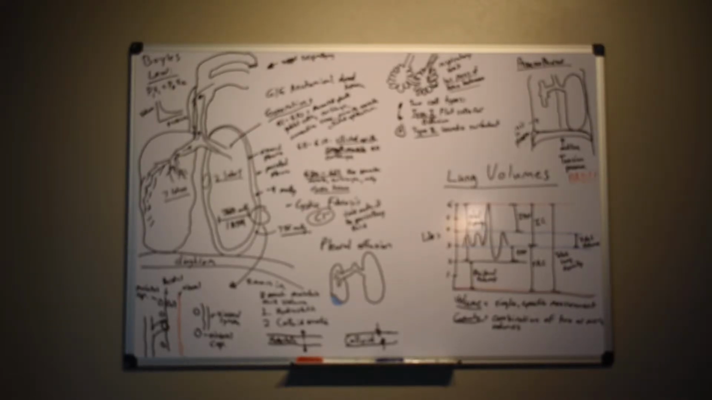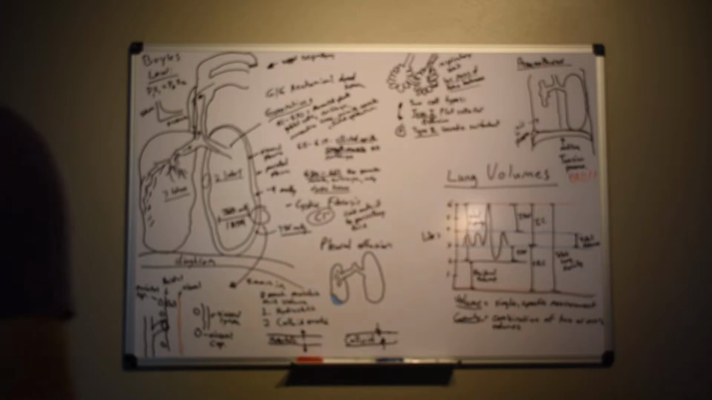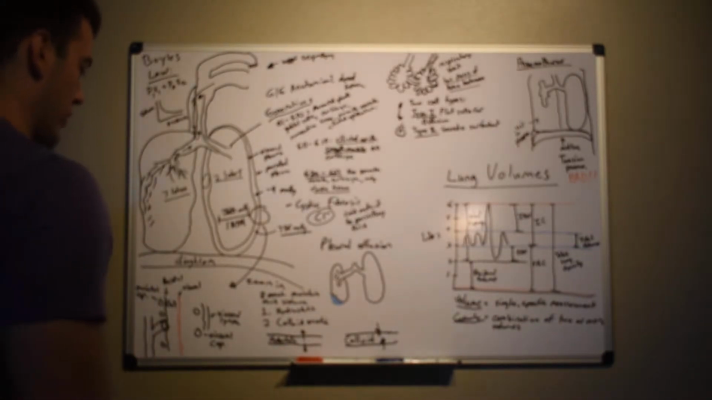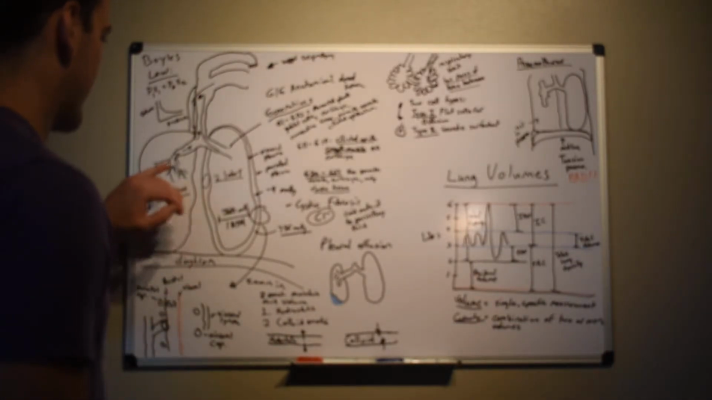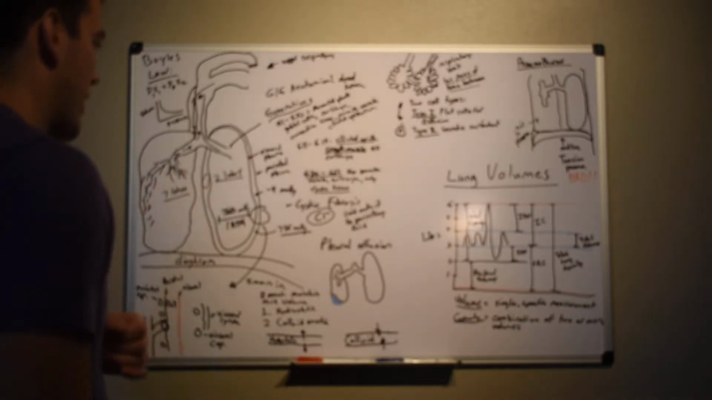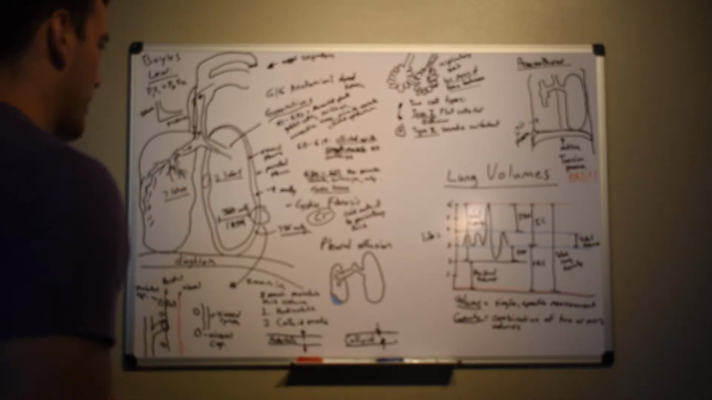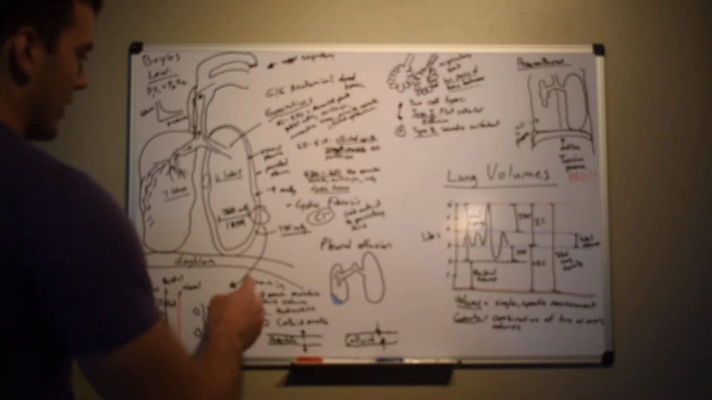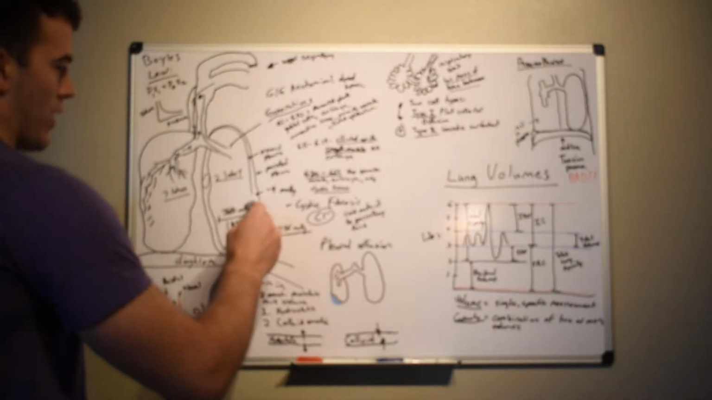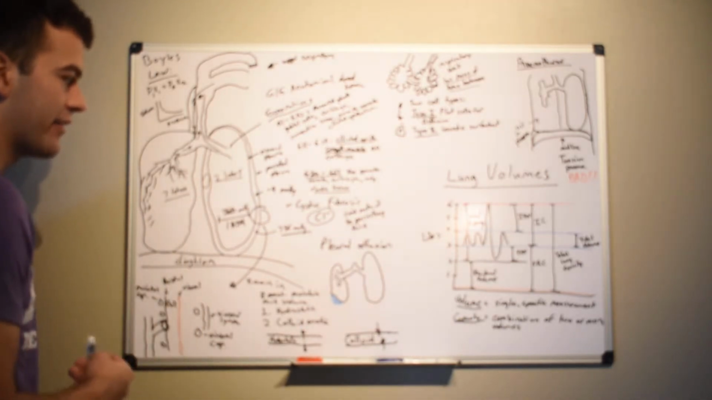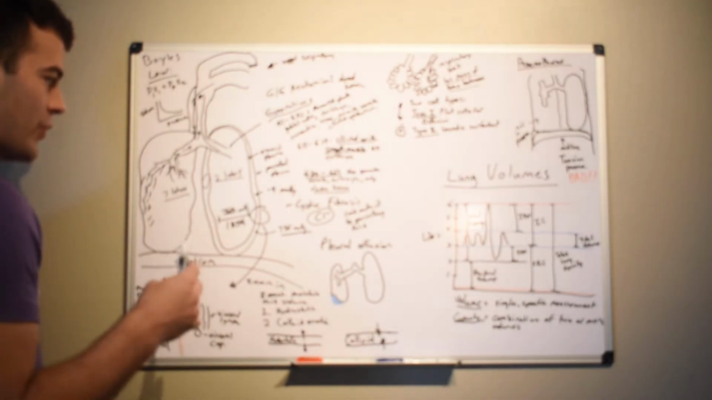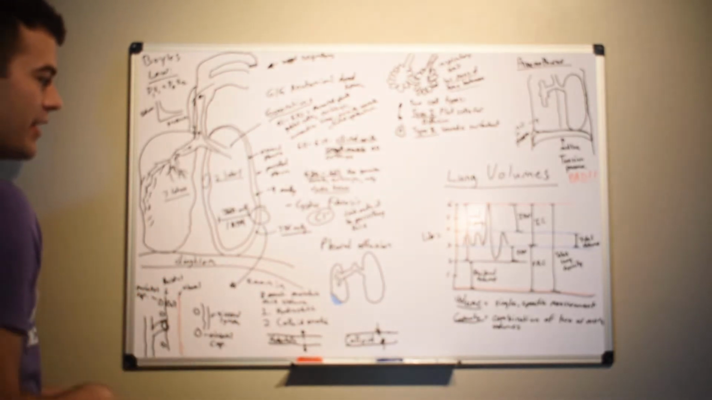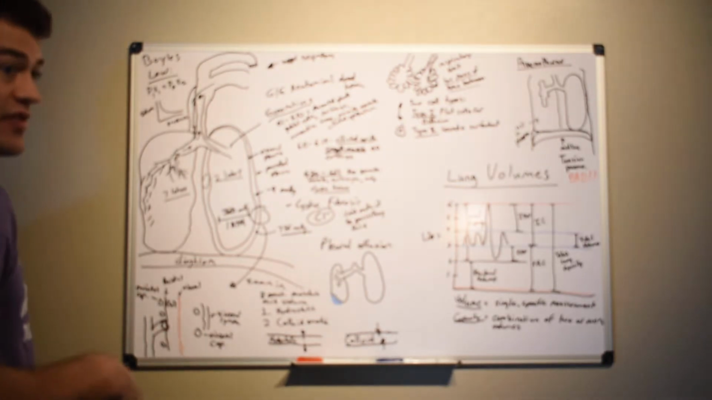Alright, so part 2 of our lecture on the overview of lungs. Last time I ran out of time, we were talking about the pleural space. The pleural space is the space between the wall of the thorax and the lining of the lungs. We said we had a little bit of space in there, and in that space is fluid.